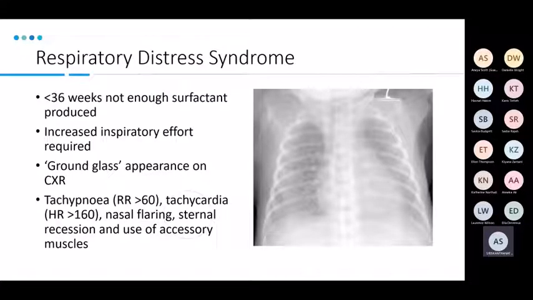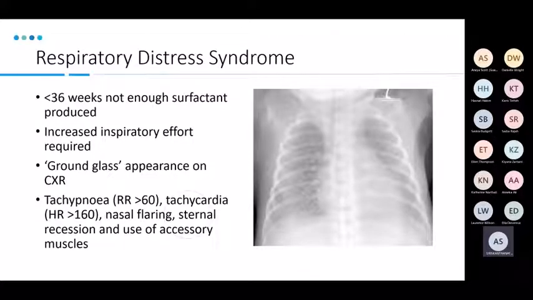Okay, so respiratory distress syndrome. This usually occurs if the baby is under 36 weeks, when not enough surfactant has been produced. This means they'll have an increase in their inspiratory effort, so difficulty breathing, usually ending up a bit tachypneic, so an increased respiration rate, and tachycardic, so the heart rate's usually raised. Other signs you want to know are nasal flaring, sternal recession, and the use of accessory muscles, so usually the shoulders and things like that, you'd want to look for.